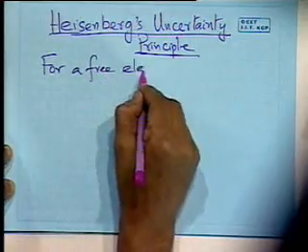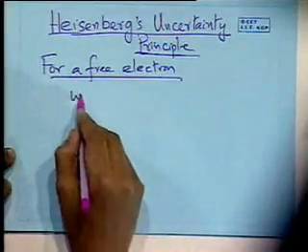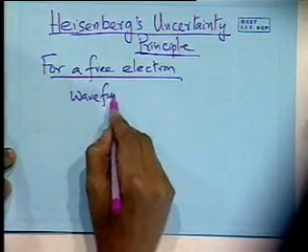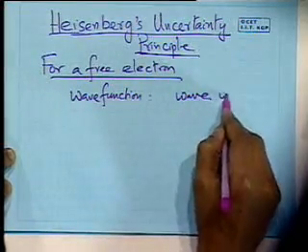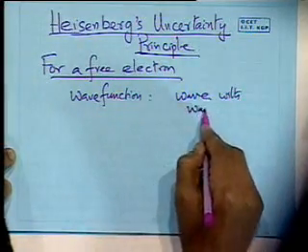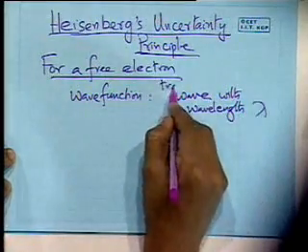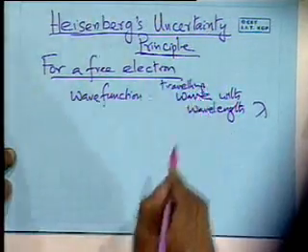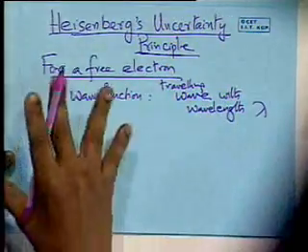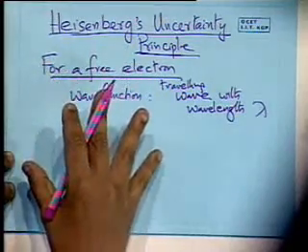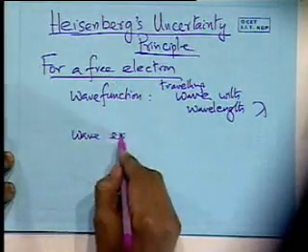For a free electron, we have the wave function which represents the wave with wavelength lambda, okay, a traveling wave. Because this wave is extending all over space, it's a free electron, it's not confined, so the wave function extends all over space.